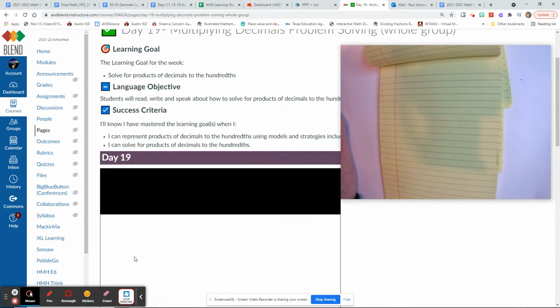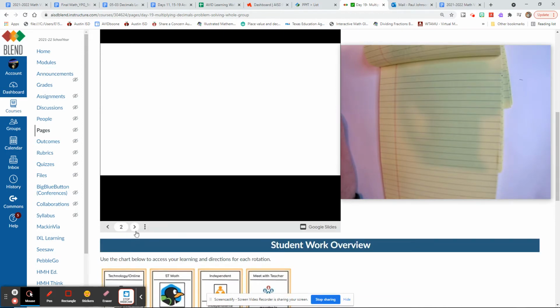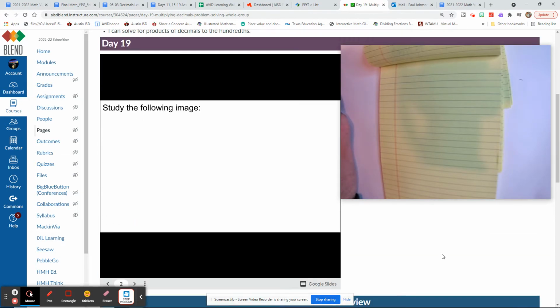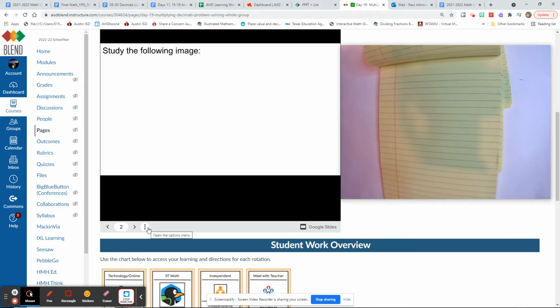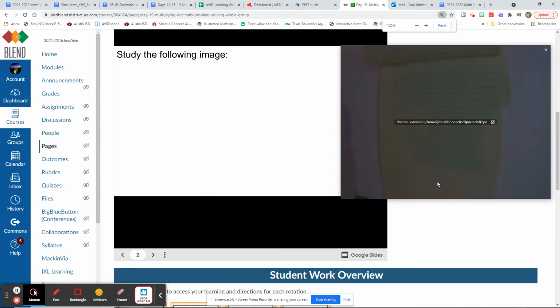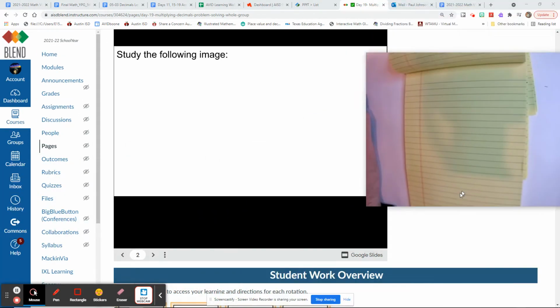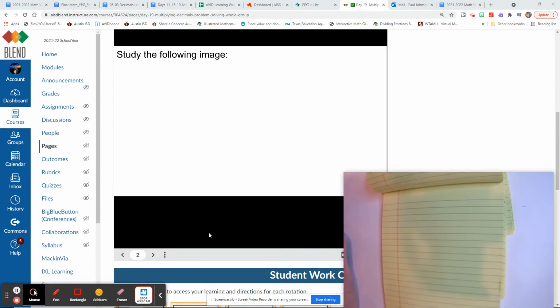So, let's move forward and hope our computer screen doesn't do that every time, but it's going to do that every time apparently. All right, so study the following image. Just put my thing over here. Okay.